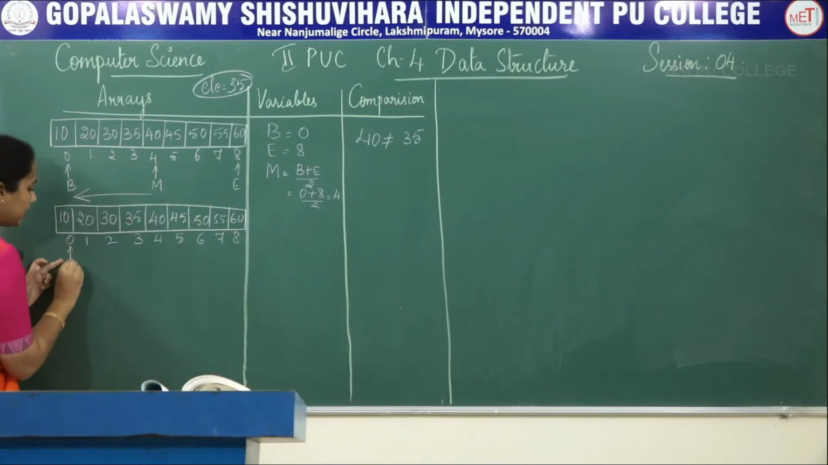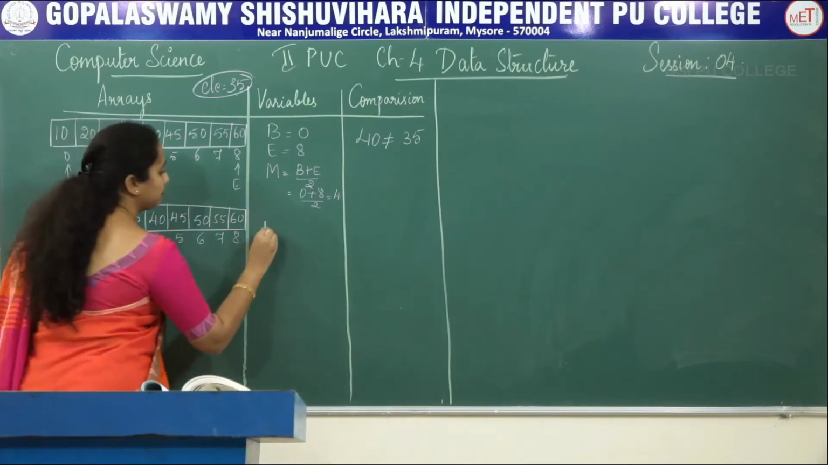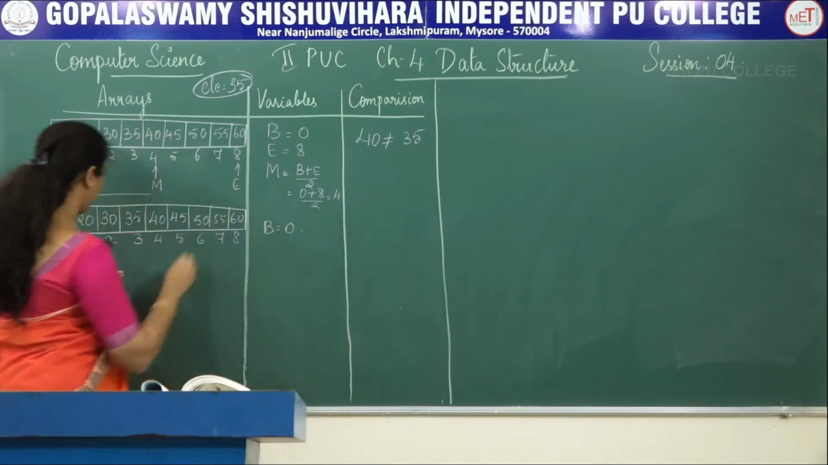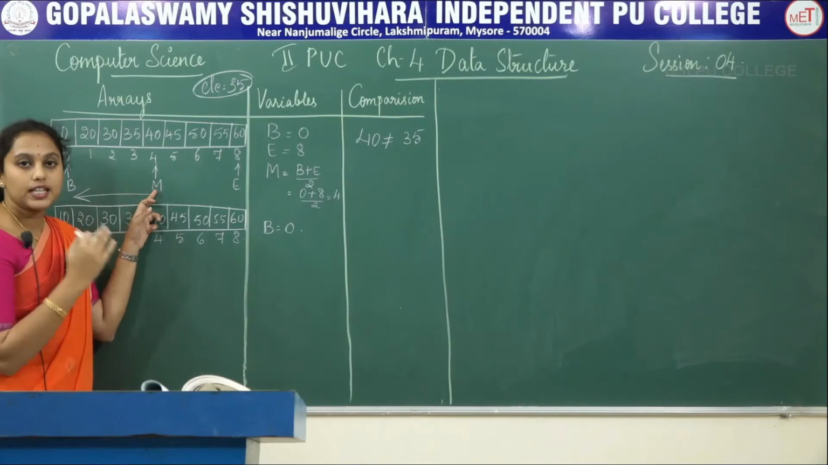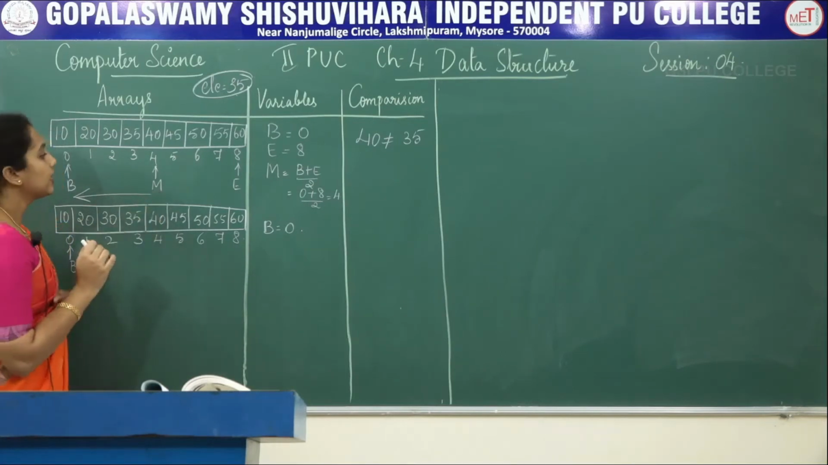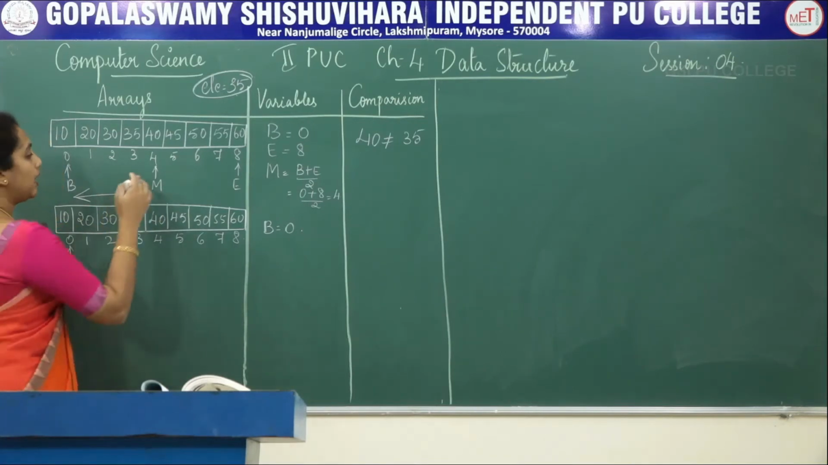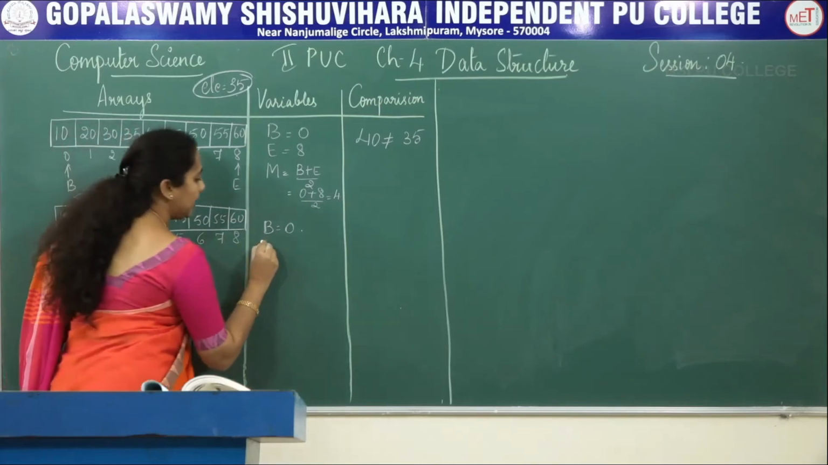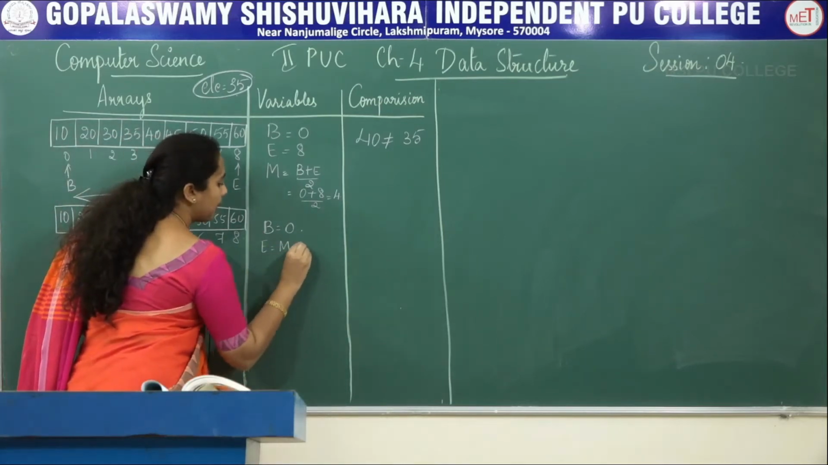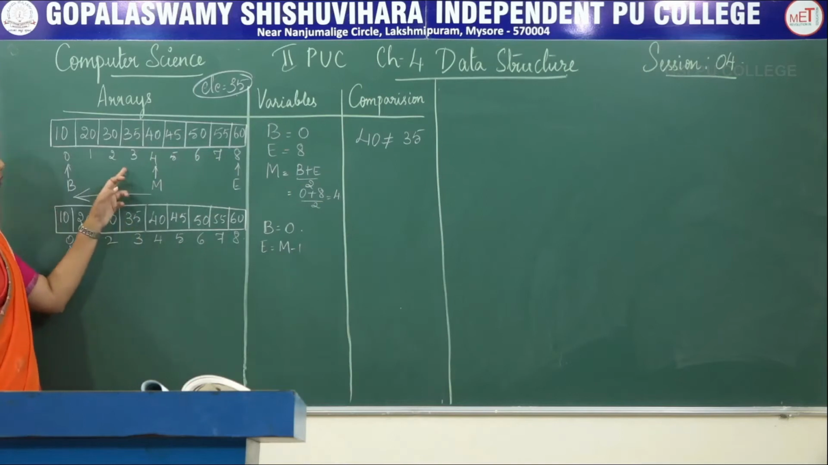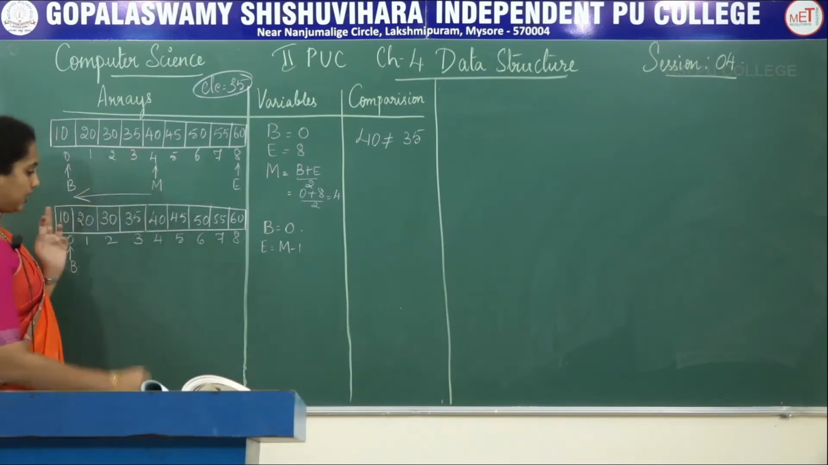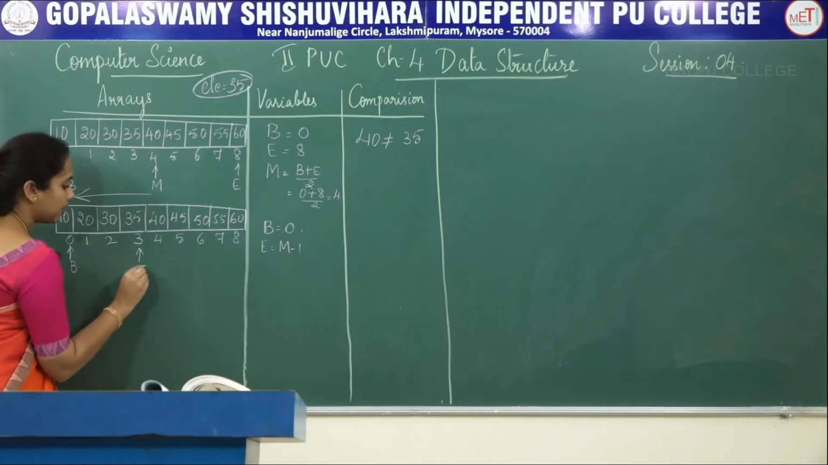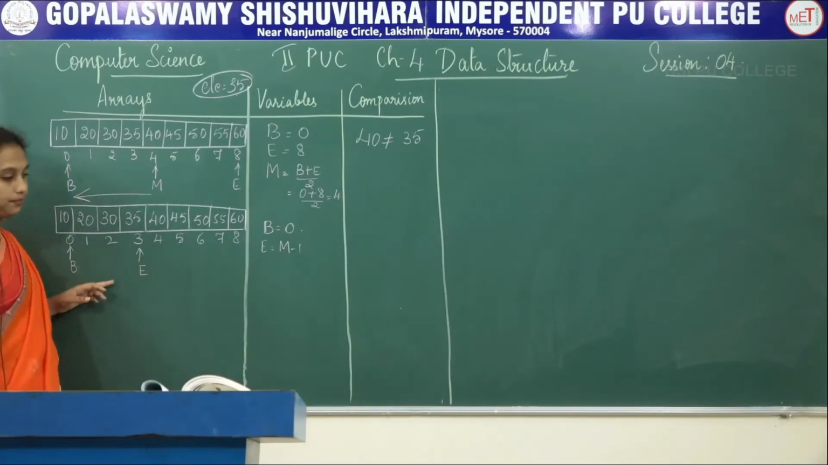So our beginning is 0. If the search element is less than the middle element, then the end becomes m minus 1. So E is nothing but m minus 1. What is m minus 1? 4 minus 1 is 3. So 3 is our end position.